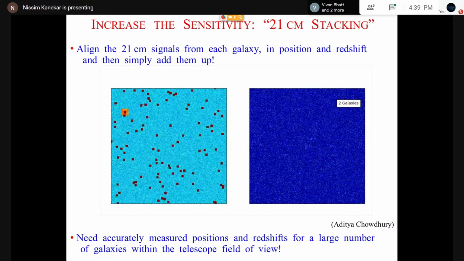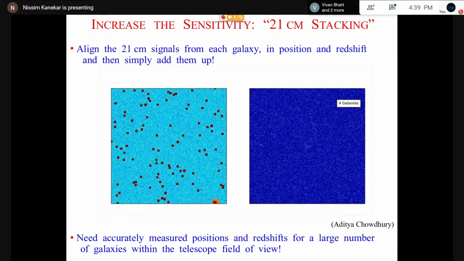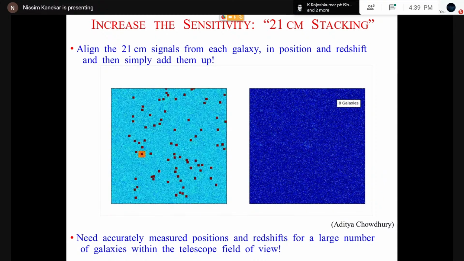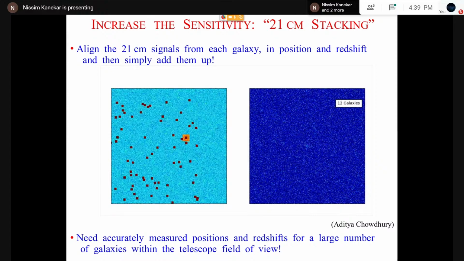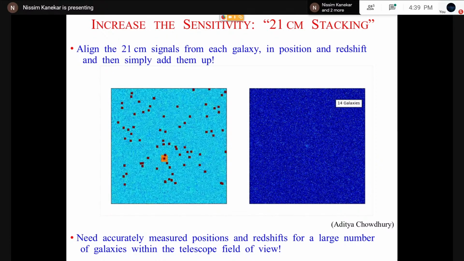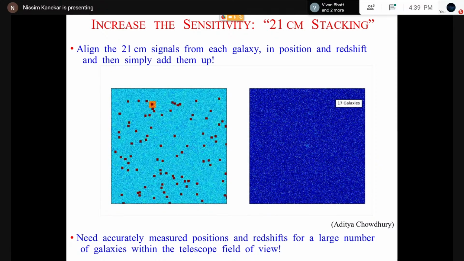So let's look at what this means. What you do is you need to align the 21 centimeter signals from each galaxy. What I'm showing you over here in the movie on the left, made by Aditya Chaudhary, is that you have all these galaxies. You basically take the galaxy, move it to the center of your effective image, and add the signal.